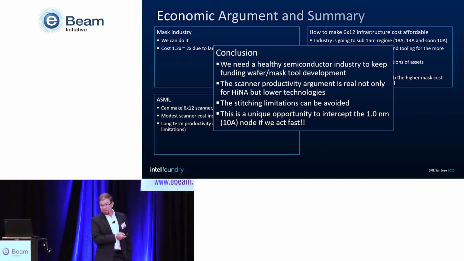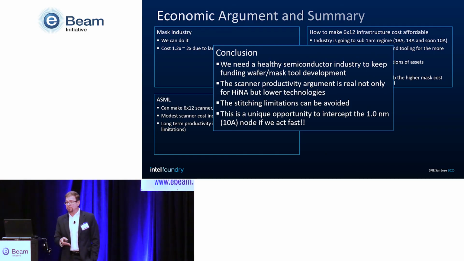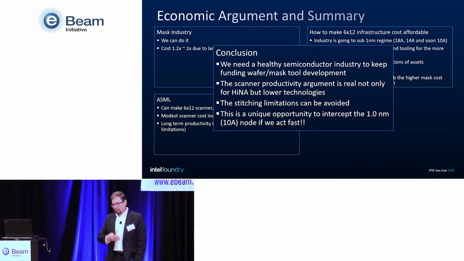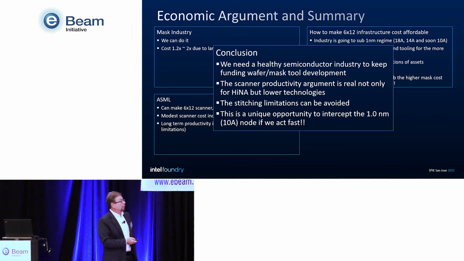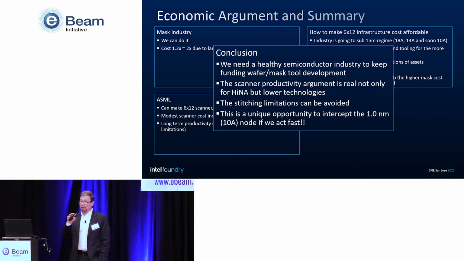I didn't talk much about stitching, but there are a few papers in this conference that talk about the no-fly zone and how they're going to cut up the design. And I've talked to some customers that make large GPU chips. They really can't wait because they want to be able to put more silicon. I claim that this opportunity is unique. I think we need to intercept the 1 nanometer node. I think if we go off and spend our budget on 6 by 6 tooling for the 1 nanometer node, I don't know when we're going to be able to generate enough money to insert this at a later node.